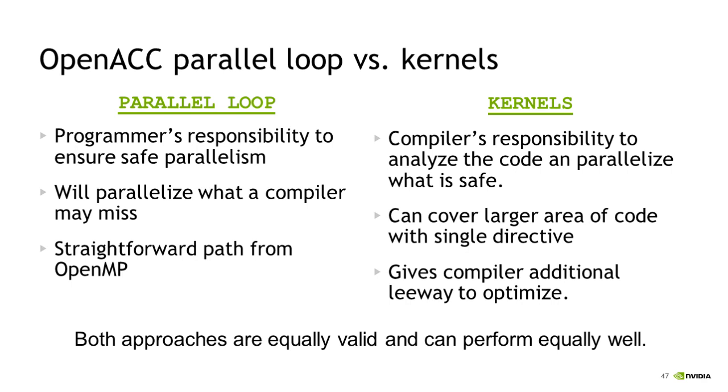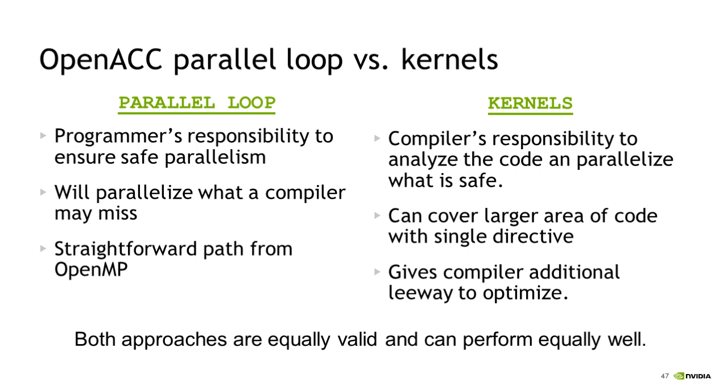There are a few optimizations the compiler might do on kernels that it might not do on parallel loop. So that's one other reason. But at the end of the day, both of these approaches are valid, and both can perform very well. And the more information you give the compiler, generally these will perform equally well. So it comes down to whose responsibility do you want it to be, the compiler's or the programmer's.